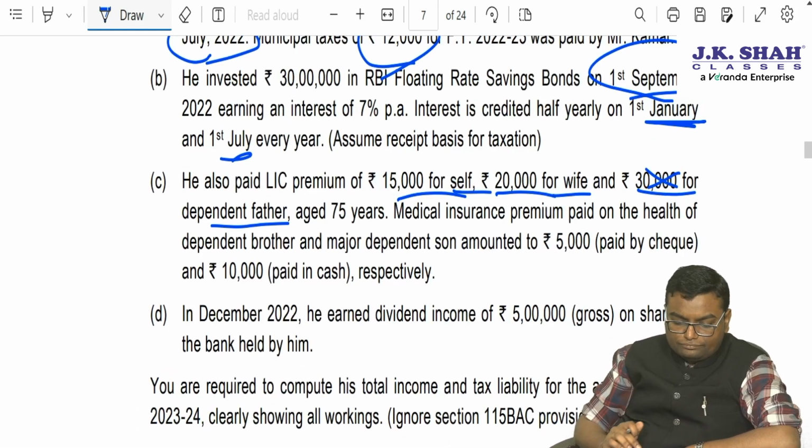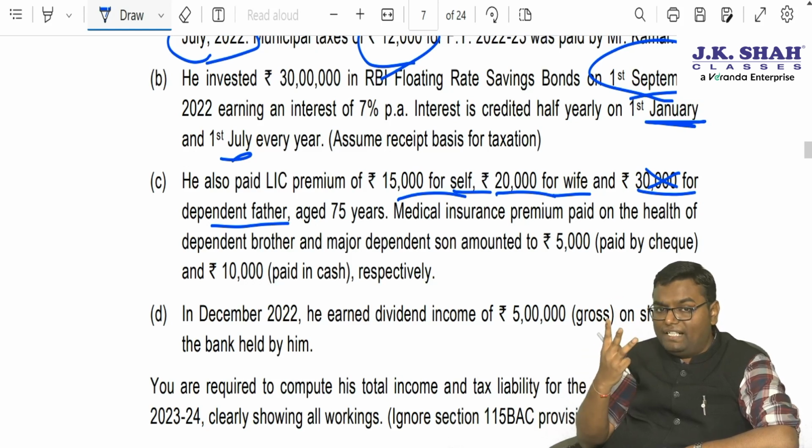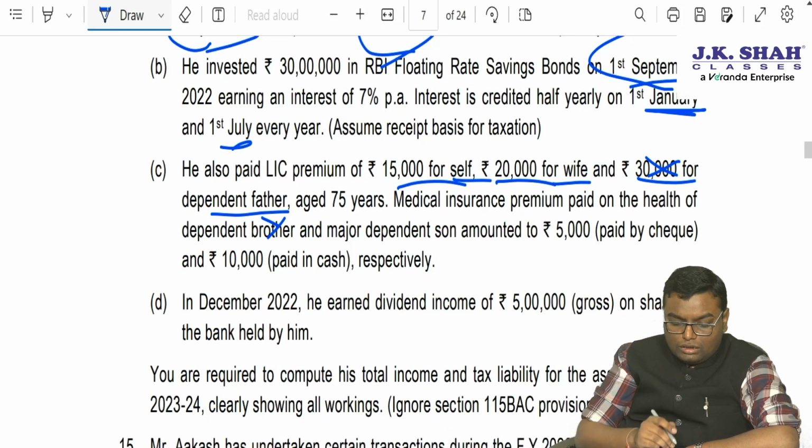What did he say then? Medical insurance premium paid on the health of dependent brother. So first of all, 80D is allowed for himself, spouse, dependent children and parents. It is not allowed for brother. So this is not allowed as a deduction.